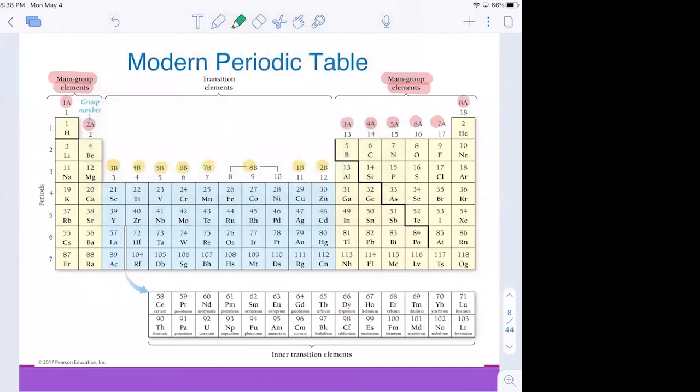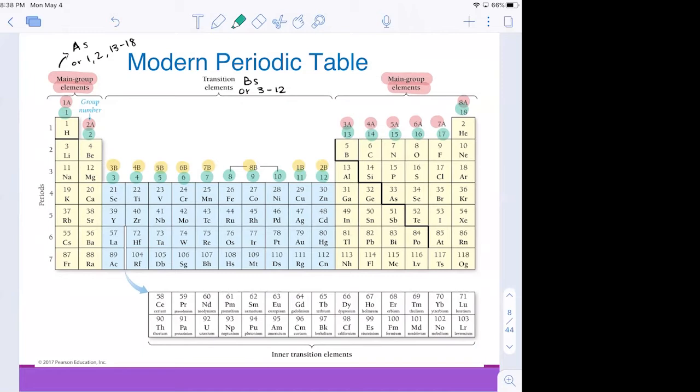You can also see a new method where we just go straight across and count 1, 2, 3, 4, 5, 6, 7, 8, all the way up to 18. Doesn't change anything, it's just a way of counting, right? So the main groups are the A's, or 1, 2, 13 through 18, and the transition elements are the B's, or 3 through 12. Either way you slice it.